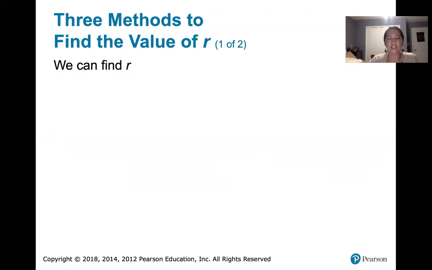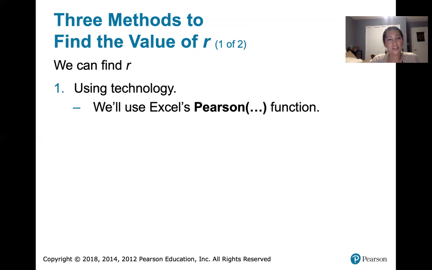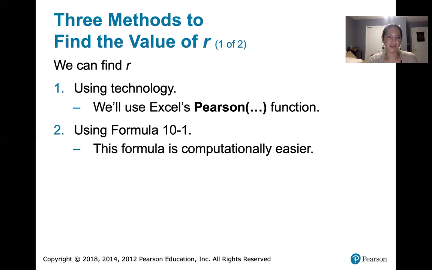Okay, so there are actually 3 methods that we can use to find R, and we've already talked about 2 of them. We have 2 formulas. The first method, though, that I would recommend you use is to use technology. We're going to use Excel's Pearson function, and I'll show you how to do that very shortly. You can also use formula 10(1). Now that is the longer formula involving the sum of the x's, the sum of the y's, the sum of the x's times y's, the sum of the x's squared, the sum of the y's squared, and all of that.